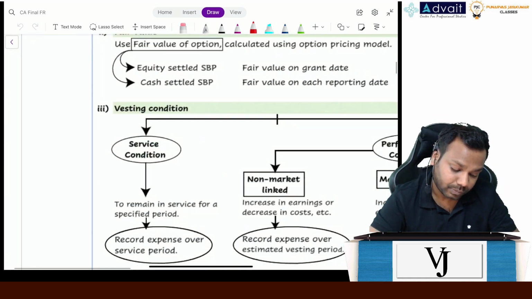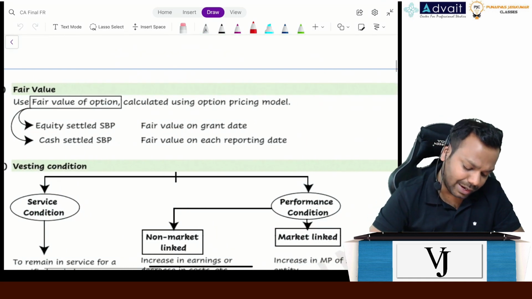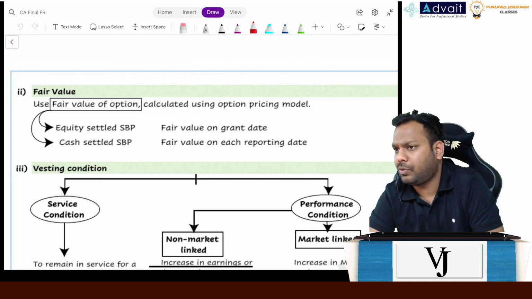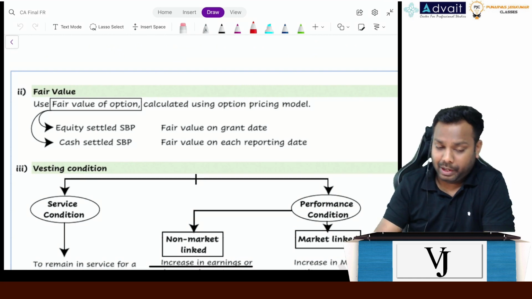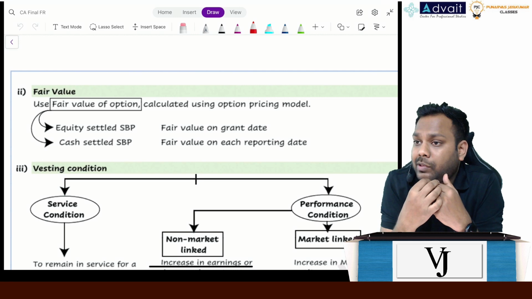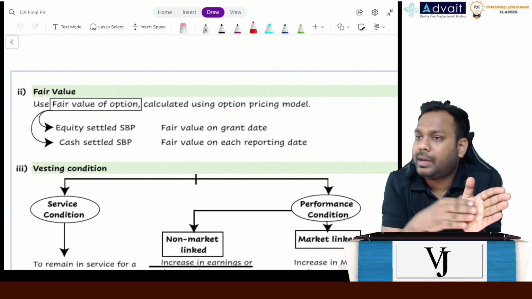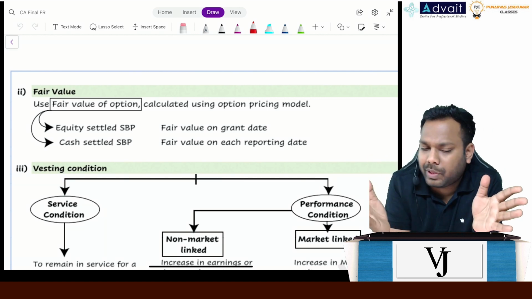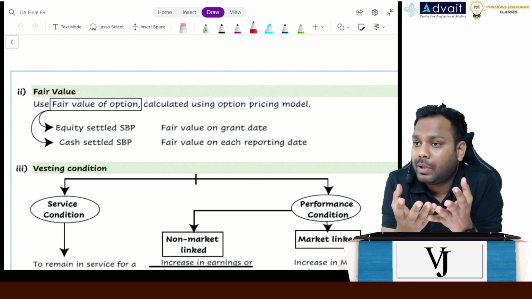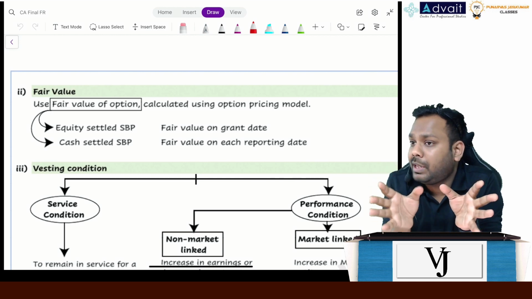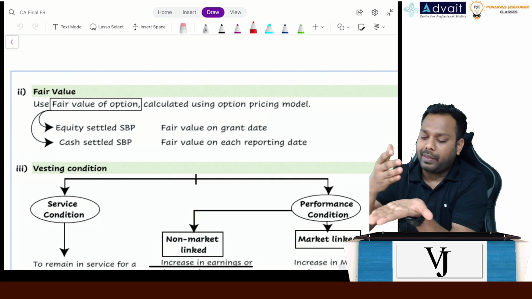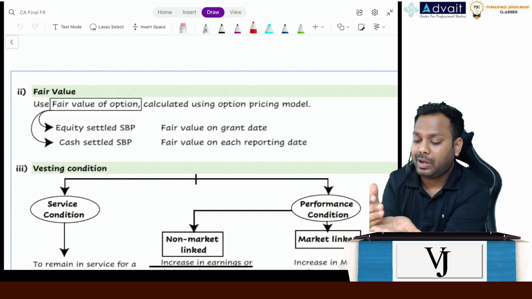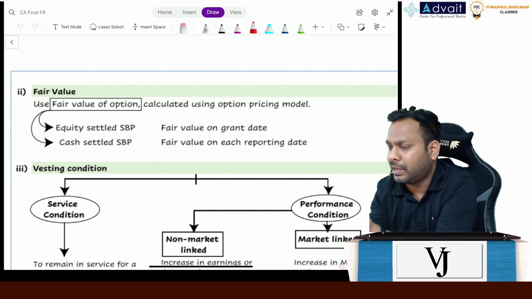Now, coming to fair value. Why do we need fair value? Understand, if I am giving share-based payment plans to my employees, it can be equity settled or cash settled, either of them. Let's suppose they have to serve for a 3-year period. Definitely at the end of the 3rd year, I will give them either the cash or the equity shares.